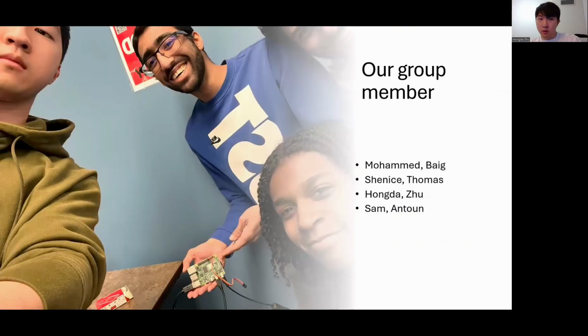So we have a group of four. Mohammed, the guy in the blue shirt, Shanez on the right corner, Honda, which is me, and Sam, you can barely see him. He's on the right corner of the screen. There's no coffee maker in our group. Everybody works really hard. And yeah, let's get started.